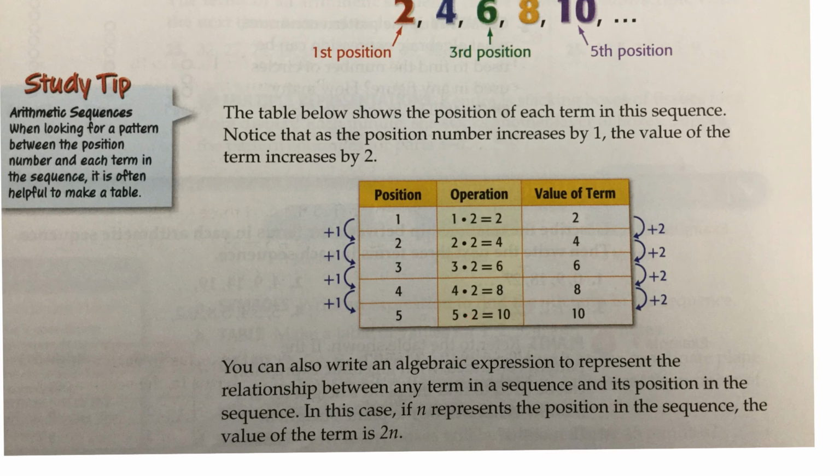Right, so if we were looking for the first position, we'd multiply 2 times 1. The third position, 2 times 3. The fourth position, 2 times 4. The nth position would be 2 times n for whatever position we're looking for.